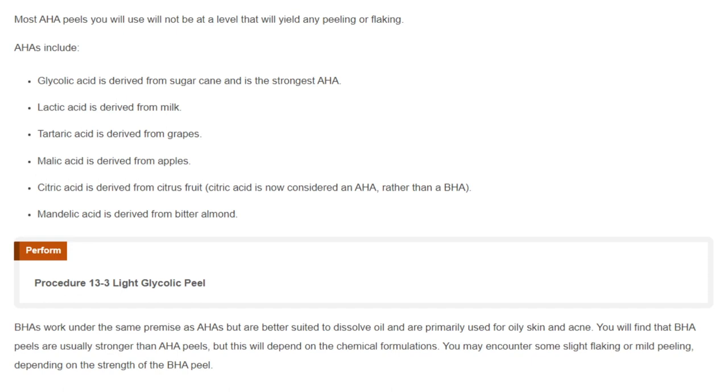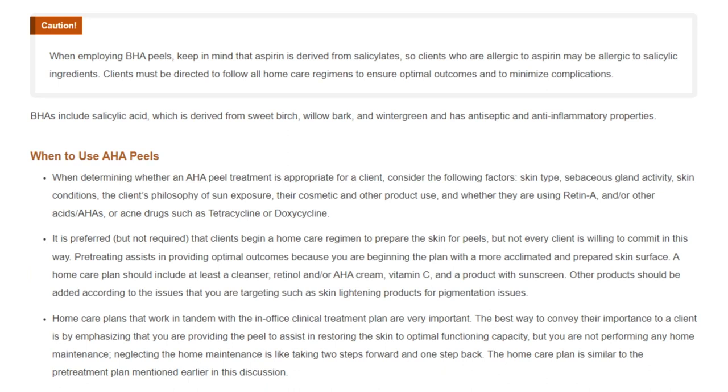BHAs work under the same premise as AHAs but are better suited to dissolve oil and are primarily used for oily skin and acne. You will find that BHA peels are usually stronger than AHA peels, but this will depend on the chemical formulations. You may encounter some slight flaking or mild peeling, depending on the strength of the BHA peel. Caution: when employing BHA peels, keep in mind that aspirin is derived from salicylates, so clients who are allergic to aspirin may be allergic to salicylic ingredients.